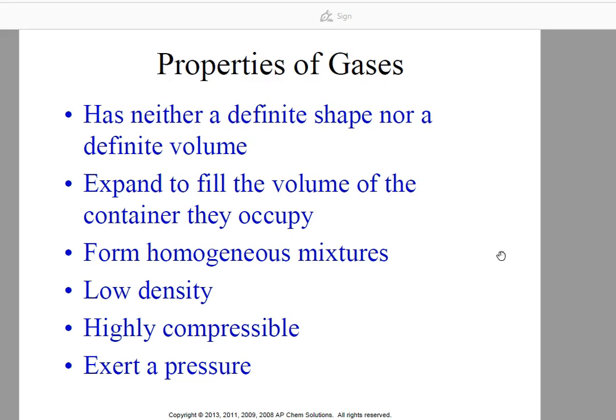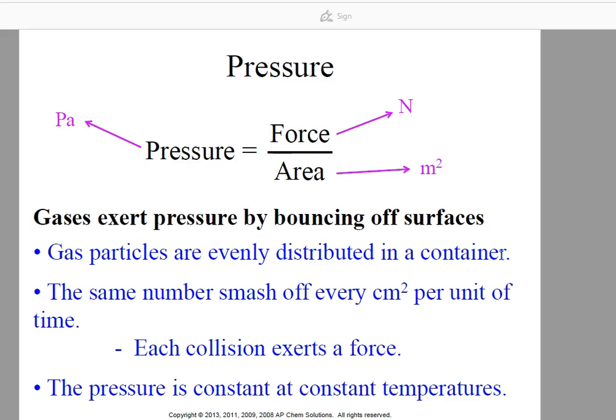Gases have low density. Also, lots to review here. What is density? Okay, good. They are highly compressible, which means if you squish them in, they will change their volume, and they exert a pressure, which is what we're going to focus on for a few minutes here. Okay, pressure. So what is pressure? Pressure is force divided by area. So if the area is big, then the pressure would be small. Good. But if the area is small, then the pressure is large.